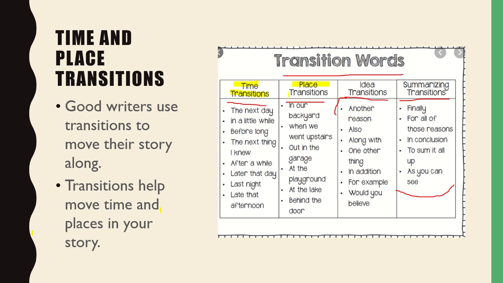We have place transitions, but then on this anchor chart we also have some idea transitions and summarizing. Idea transitions take us from one idea to another, and then the summarizing transitions tell me the ending of it, what's happening in the ending.